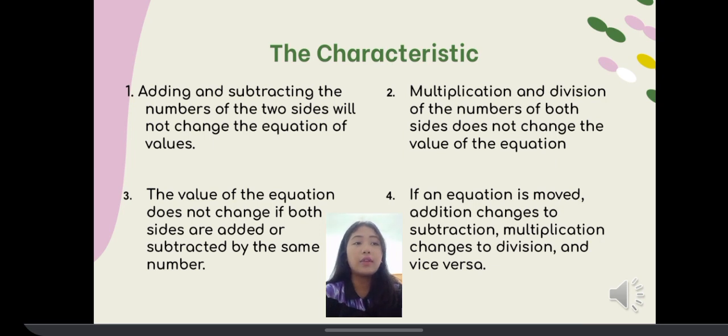There are also characteristics of a linear equation system. The first thing is adding and subtracting numbers on the two sides will not change the value of the equation. Second, multiplication and division of both sides by numbers does not change the value of the equation. The value of the equation does not change if both sides are added or subtracted by the same number. And if a term is moved across the equation, addition changes to subtraction, multiplication changes to division, and vice versa.